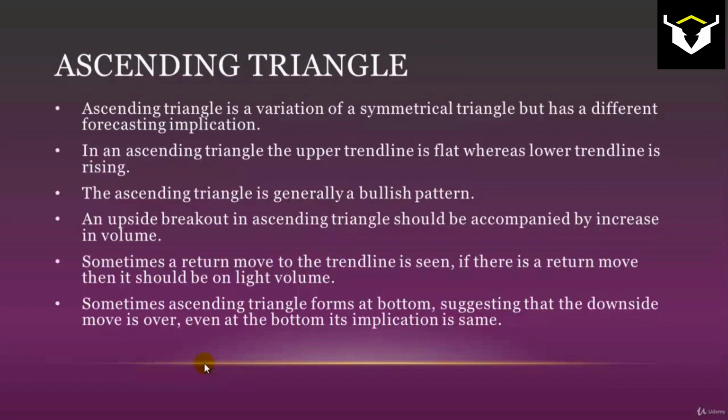Now that we have learned about the symmetrical triangle, let's go ahead and learn about ascending triangles. An ascending triangle is a variation of the symmetrical triangle but has a different forecasting implication. In an ascending triangle, the upper trend line is flat, whereas the lower trend line is rising. It is generally a bullish pattern. An upside breakout should be accompanied by an increase in volume. Sometimes a return move to the trend line is seen. If there is a return move, then it should be on light volume.